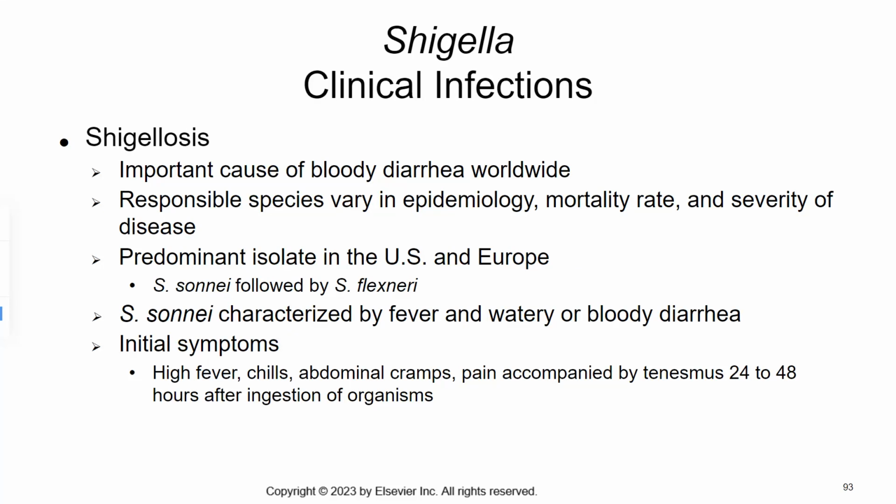So shigellosis is an important cause of bloody diarrhea worldwide. Responsible species vary in epidemiology, mortality rate, and severity of the disease. The predominant isolates in the US and Europe are Shigella sonnei, followed by Shigella flexneri. Sonnei is characterized by fever and watery or bloody diarrhea. Initial symptoms include high fever, chills, abdominal cramps, and pain accompanied by tenesmus 24 to 48 hours after ingestion of the organisms.